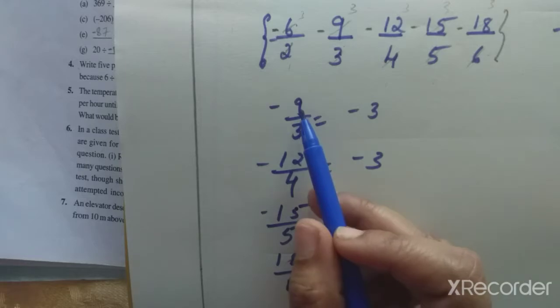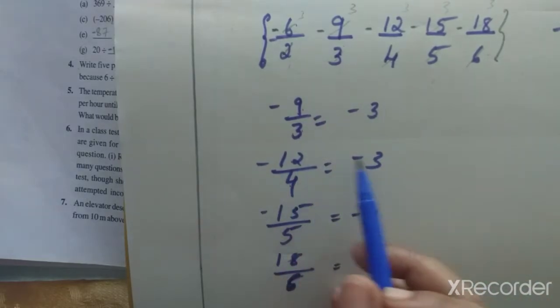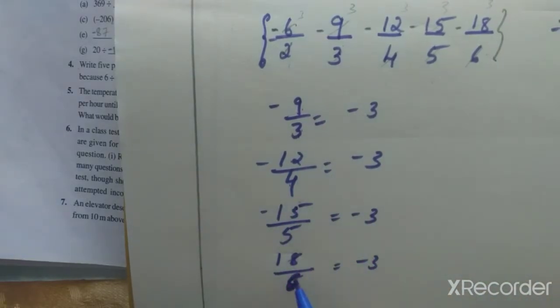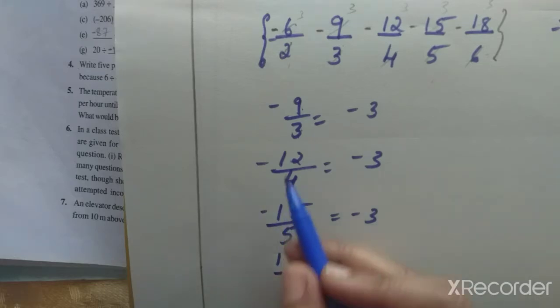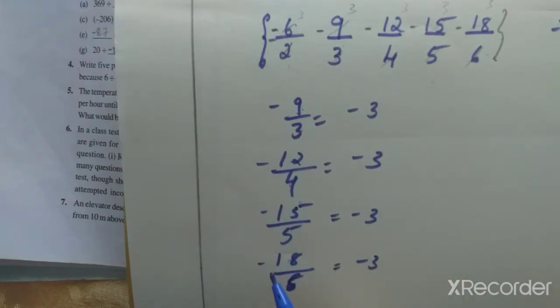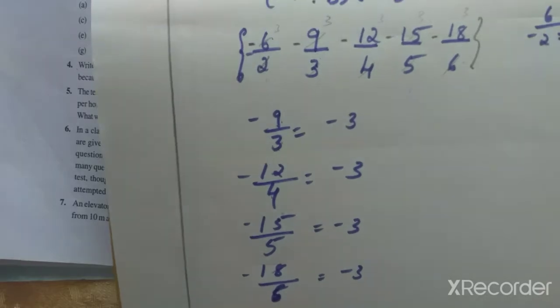So 9 by 3. 3 ones are 3, 3 threes are 9. 4 threes are 12. 5 ones are 5, 5 threes are 15. 6 ones are 6, 6 threes are 18. So put the negative symbol in the numerator or denominator. This is the answer.